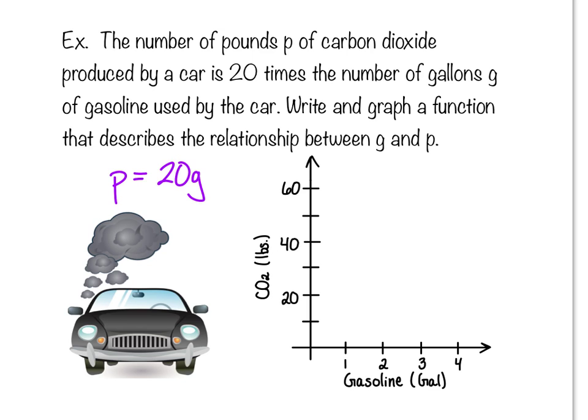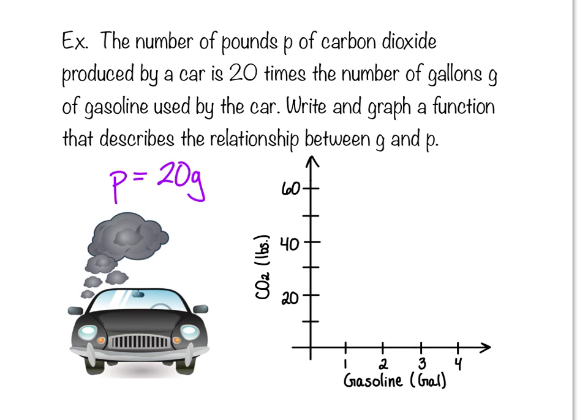So the number of pounds of carbon dioxide produced by a car is 20 times the number of gallons. So every 20 gallons, I should say, would produce 1 pound of carbon dioxide. That's interesting because a lot of cars hold around that. I know my car holds around 15 gallons, so I'm producing just a little under a pound of carbon dioxide every time I fill up. So that's not good, obviously.